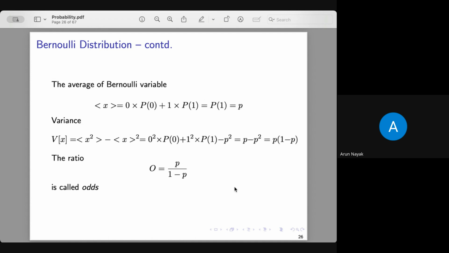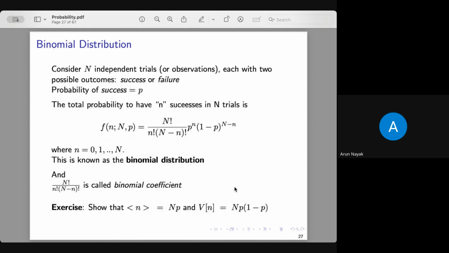Now from the Bernoulli distribution we can go to the binomial distribution. Consider a similar trial but with n such independent trials or observations, each having two possible outcomes, success or failure. That means suppose we are picking many balls, and after n trials, how many of them are red balls, what is the probability of getting n red balls?